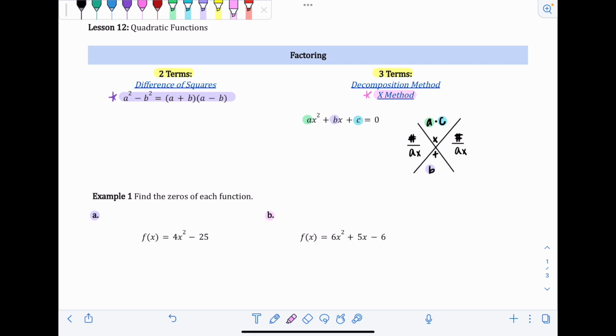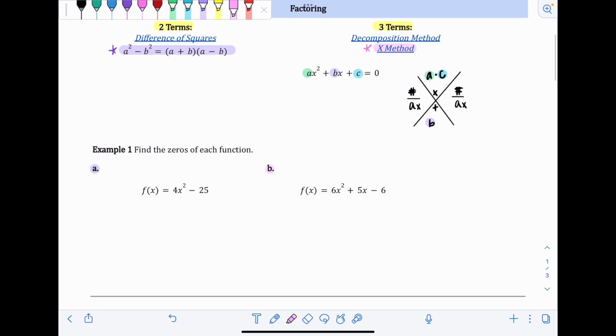Okay, so for example 1, it says find the zeros of each function. When something says find the zeros, that means that we take a 0 and put it in for f of x. So instead of f of x equals, we would change it to 0 equals 4x squared minus 25.